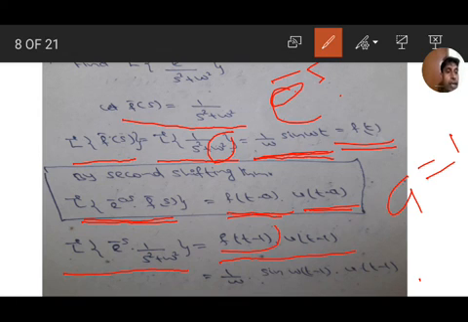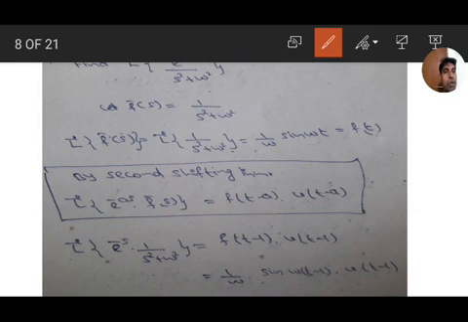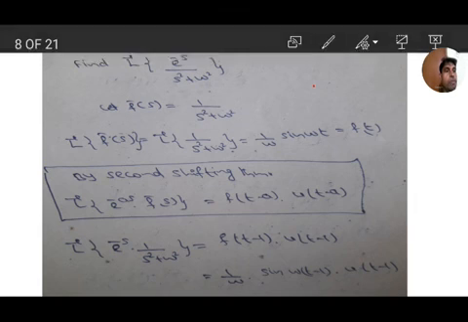F of t minus 1 means in the place of t we have to substitute t minus 1, that is 1 by omega into sin of omega into t minus 1 into u of t minus 1. That is the answer. Okay, I will explain once again.